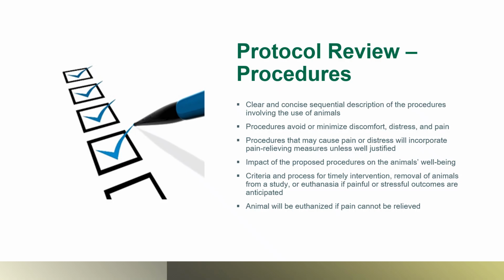Protocols must also describe how discomfort, distress, and pain will be avoided or minimized. Pain-relieving measures are expected to be incorporated into any procedure that may cause pain or distress, unless a strong scientific justification is provided for their omission. The IACUC assesses the overall impact of the proposed procedures on the animal's well-being and requires clearly defined criteria for timely intervention. This includes the process for removing animals from a study or performing euthanasia if adverse or unanticipated outcomes occur. Finally, protocols must clearly state that animals will be humanely euthanized if pain or distress cannot be adequately relieved.